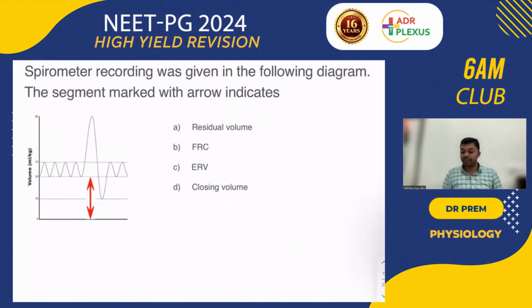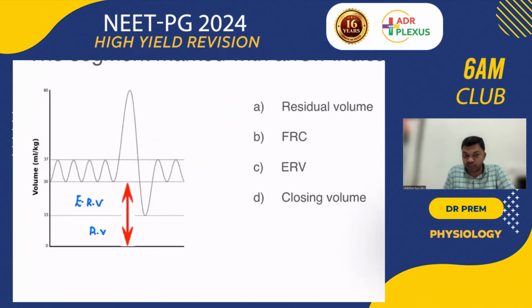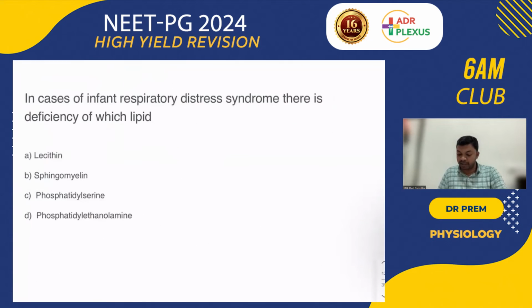So yeah, the next question. Spirometer recording was given in the following diagram. The segment marked with arrow. You can clearly see this arrow mark represents two parameters. Number one, the bottom of the tracing, residual volume, and slightly above the residual volume is going to be expiratory reserve. Together, this is going to be functional residual capacity. And the right answer for this question is going to be option B, FRC, guys. Perfect. Very good. It's an easy question. Good, doctors. Very good. And the next one.